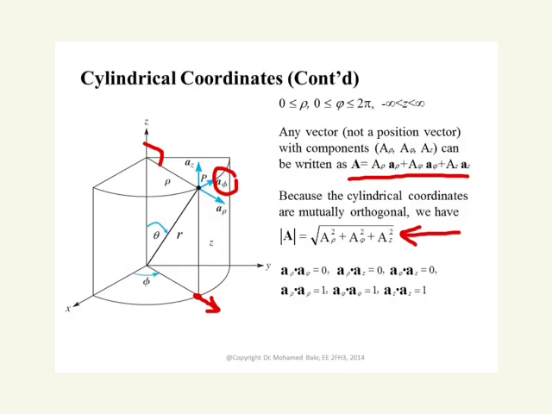Now, the unit vectors in the direction of rho, phi, and z, as we had before for Cartesian coordinates, are mutually orthogonal. So if you do a dot product between any two different ones, you get 0. And because they are unit vectors with magnitude of 1, and each one makes an angle of 0 with itself, the dot product between one vector and itself will give you unity.